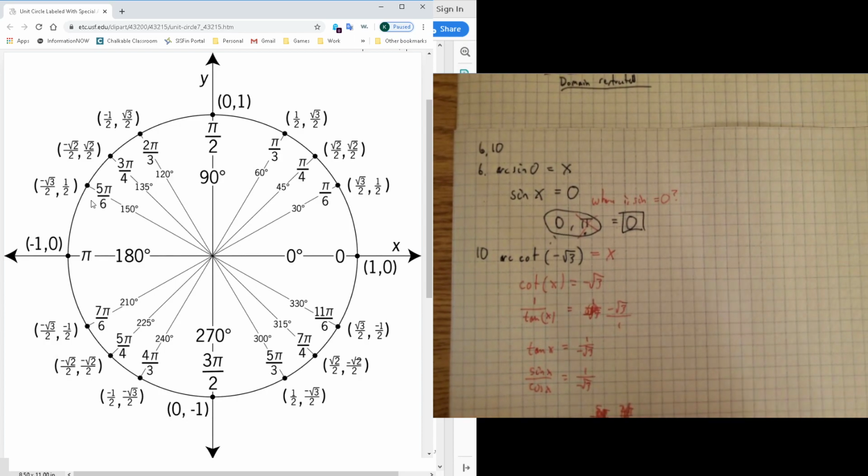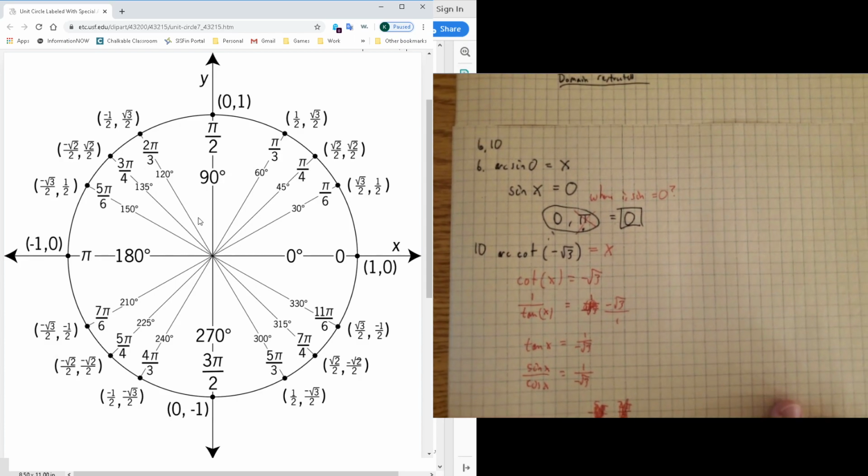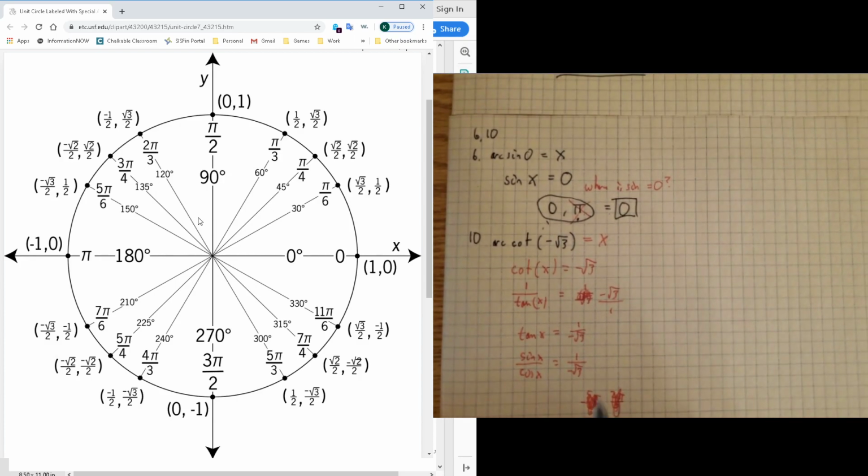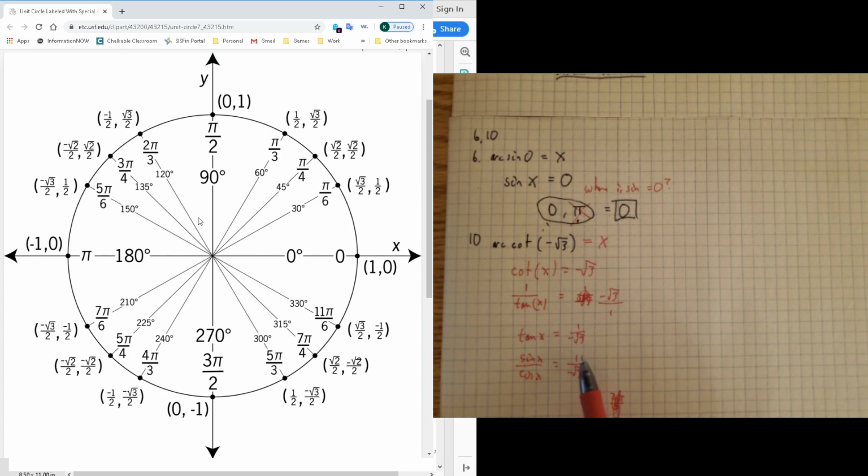It helps to have your unit circle memorized rather than trying to figure it out from here. I would recommend, if you don't know which of these actually works, do what I'm doing. Test them. See if any of these get this relationship. What is 1 over the negative square root of 3? In fact, we could do it with the calculator instead.